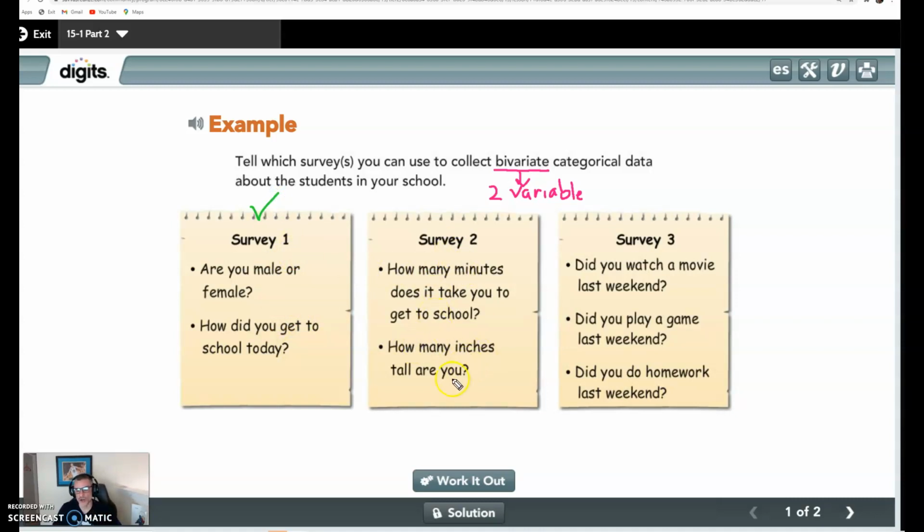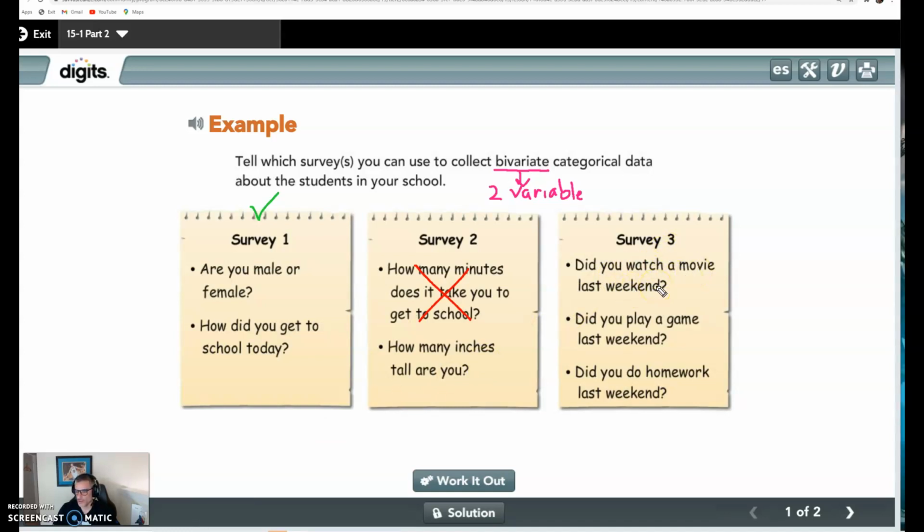Survey number 2, how many minutes does it take you to get to school? How many inches tall are you? Those are both measurements, right? They're not categories. For me, this is now 35 minutes. And how many inches tall are you? Well, obviously, 75 inches tall, right? 6'3". That's obviously me. Those are measurements, not categories. So this is not bivariate categorical data.